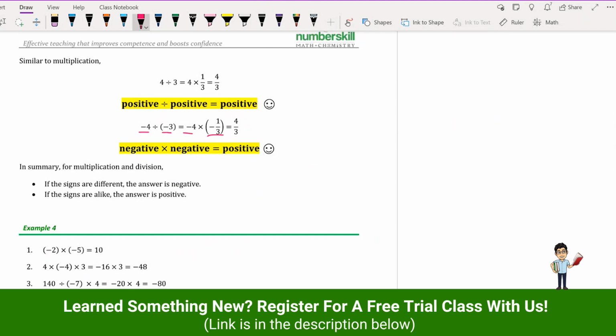In short, all these highlighted ones are quite confusing, but the whole idea is quite simple. Whenever you have plus and plus, whether times or divide, you end up plus. So that's why I say if the signs are alike, the answer is always positive. Plus gives you positive. Minus still gives you positive.